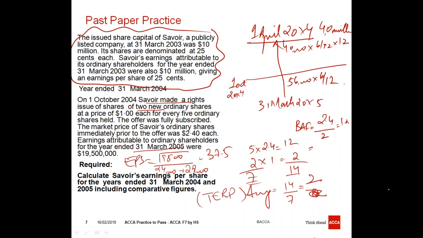How will we find the bonus issue or rights issue? Yes, it's mentioned here that the company issued rights shares. So you have to do the working of rights shares only. Okay, is that clear?